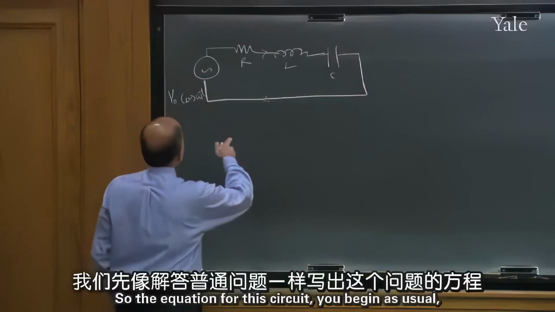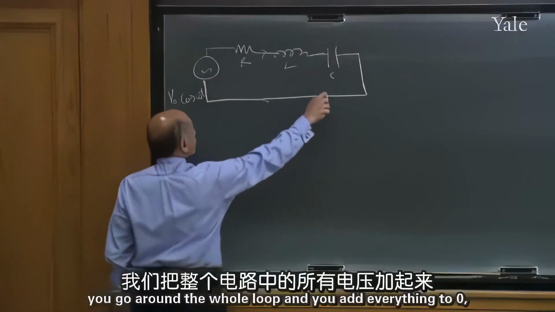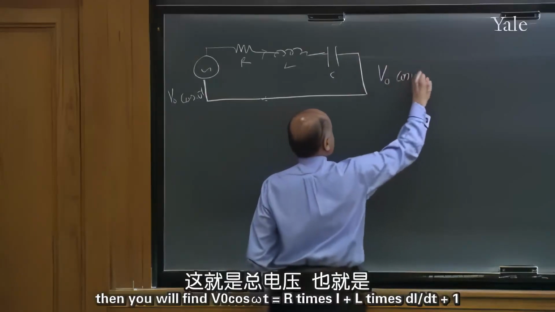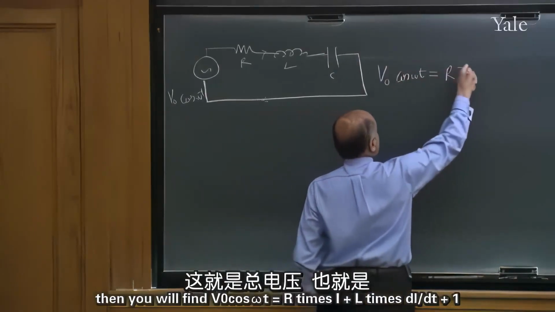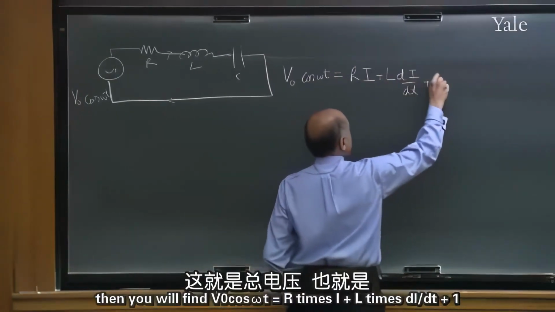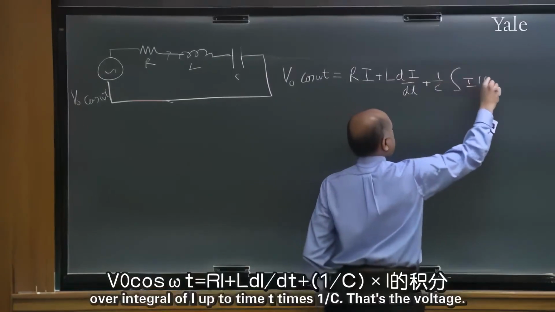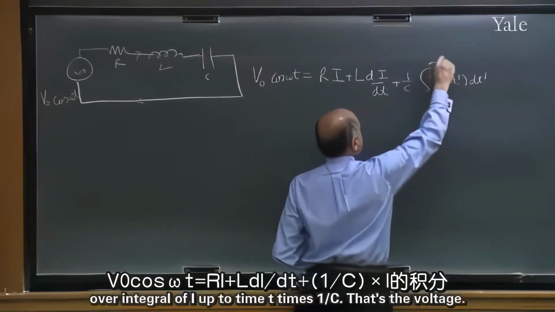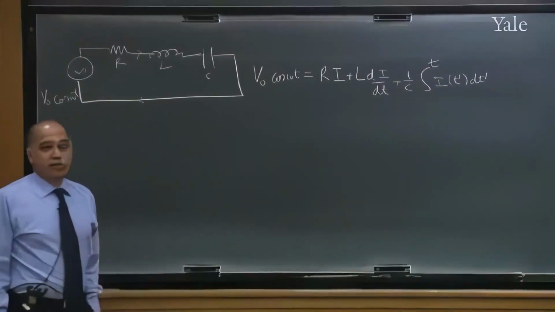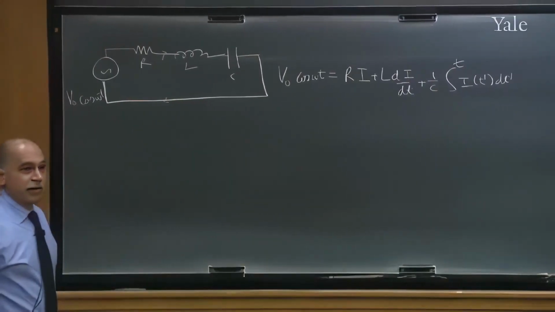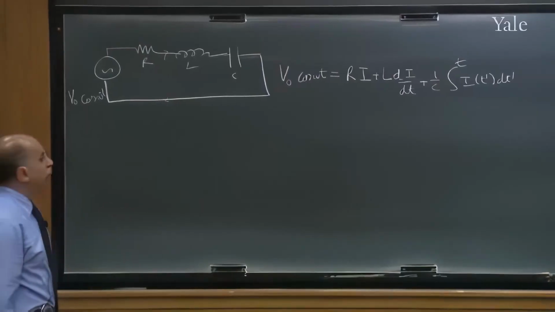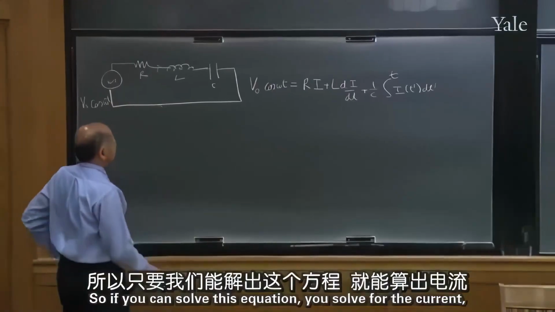So the equation for this circuit, you begin as usual, you go around the whole loop, and you add everything to 0. Then you will find V0 cosine omega t is equal to R times I plus L times dI/dt plus 1 over C times the integral of I up to time t. That's the voltage. Everybody with me on that part? That determines the current at every instant in time. So if you can solve this equation, you solve for the current.